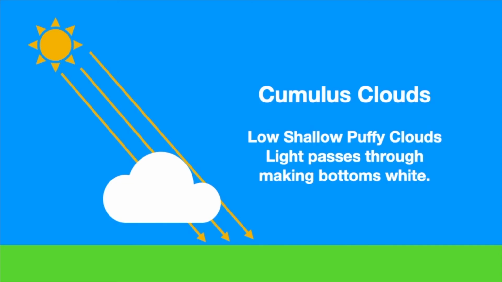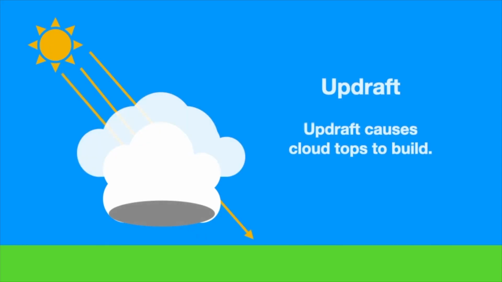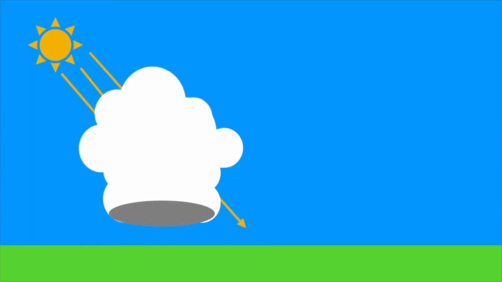When the warm, moist air rises and forms a cloud, at first it tends to form a cumulus cloud. These are the low, shallow, puffy clouds, and light passes through them, making their bottoms white. As the air continues to rise and more warm, moist air rises with it, it can begin to add height to the cloud. This makes the cloud taller and it also makes it darker on the bottom as less and less sunlight can get through.